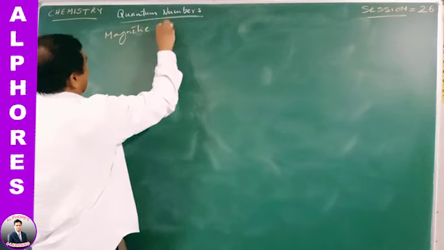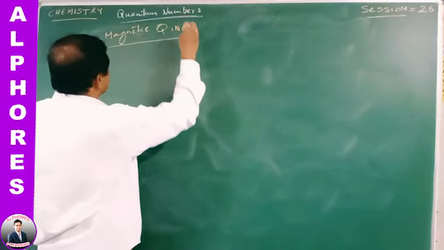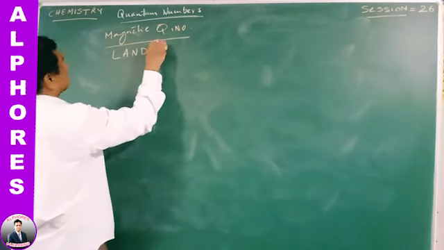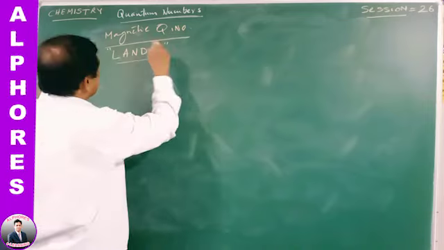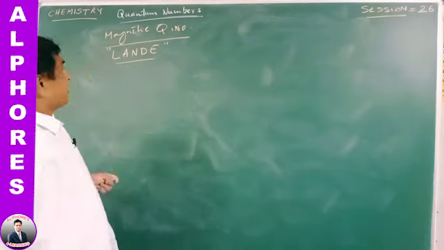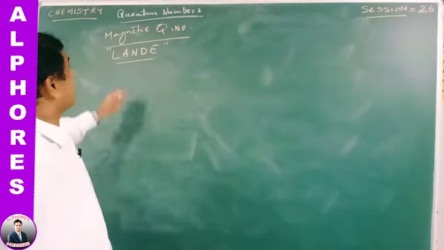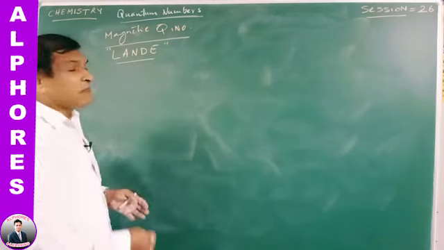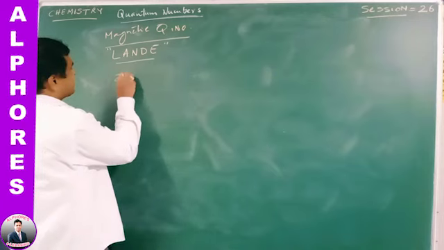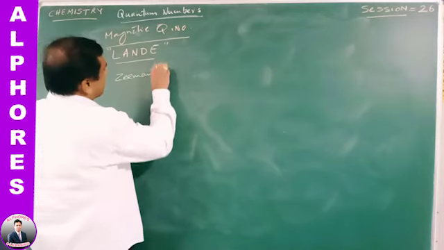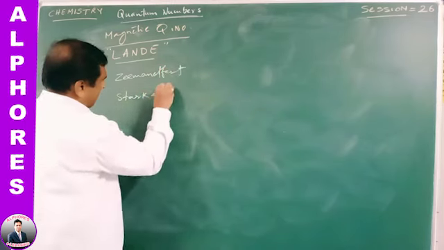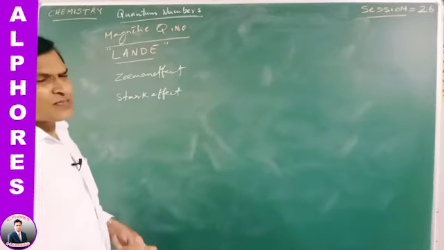Magnetic quantum number. Magnetic quantum number was explained by the scientist Landé. Landé discovered the magnetic quantum number to explain the Zeeman and Stark effects. The first is the Zeeman effect, and the second is the Stark effect. What are these Zeeman and Stark effects?